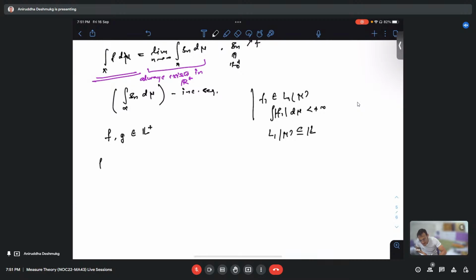For example, let us look at this function from R to R. Let us define it as chi R, that is identically 1.